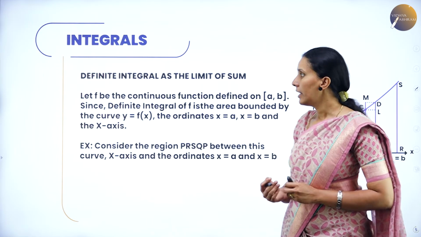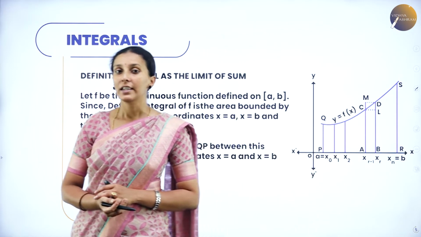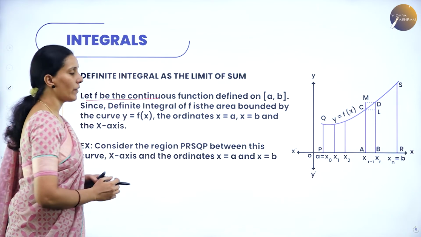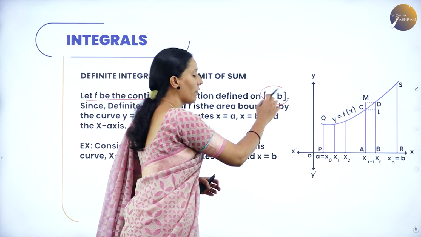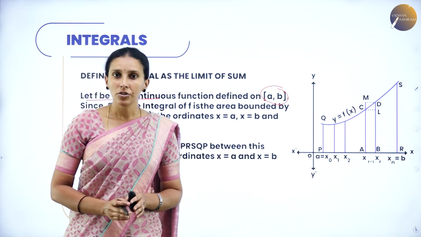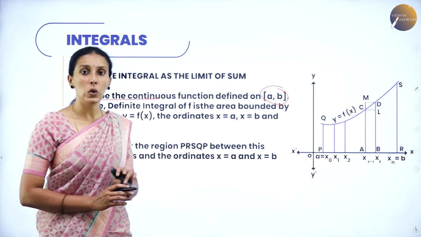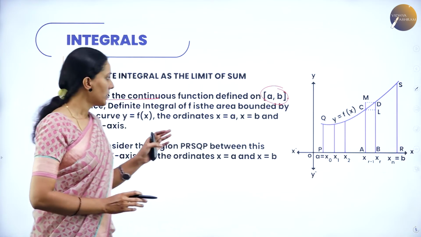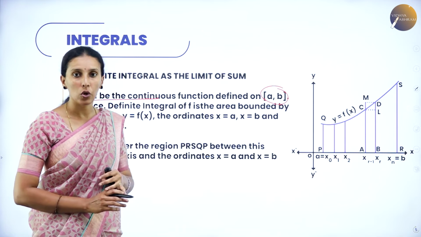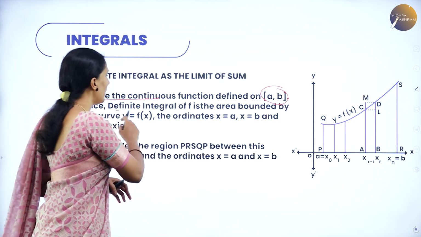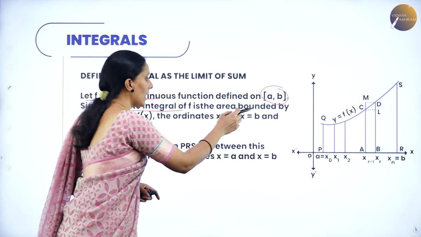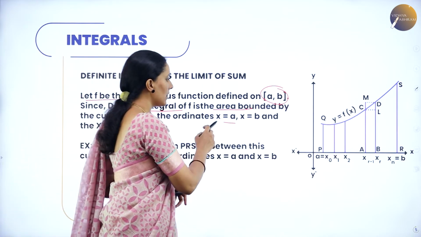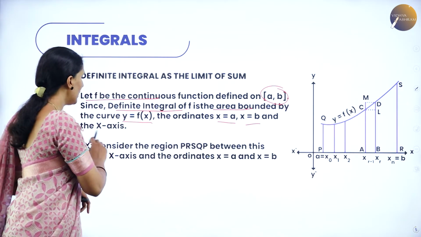So let's see the limit of a sum with respect to the definite integrals. Now here, we know that let f be a continuous function defined on a closed interval a comma b. I have already said to you a continuous function is always inside the closed interval so that we can define the values a and b. So therefore, f is a continuous function on the closed interval a comma b and the definite integral is nothing but the area bounded by the curve y is equal to f of x and the ordinates x is equal to a, x is equal to b and the x-axis.